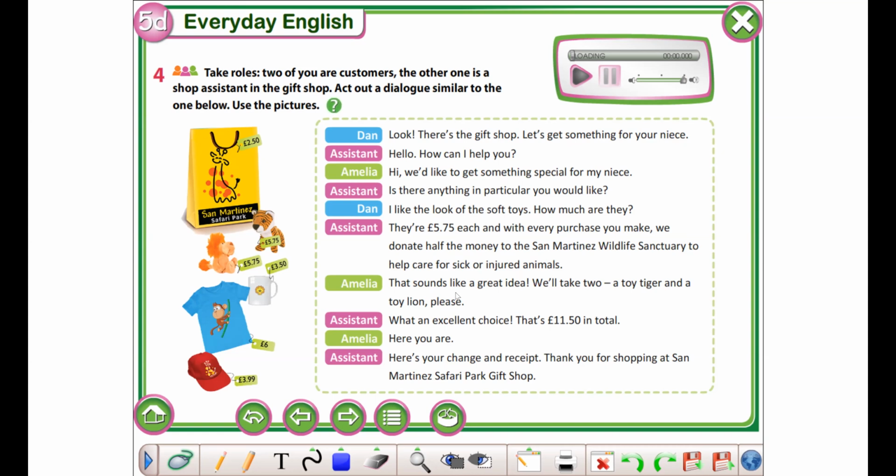Let's get something for your niece. Can anyone hear me? Yes, we can hear you. Just start speaking. Hi, I would like to get something special for my niece. I like the look of the soft toys. How much are they?